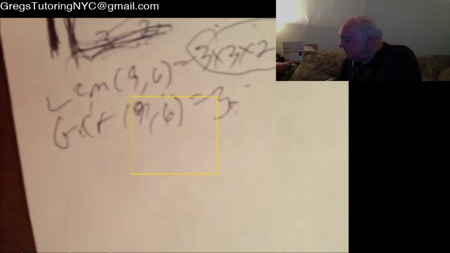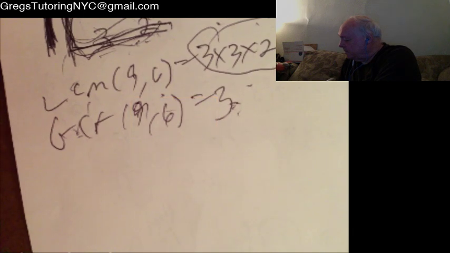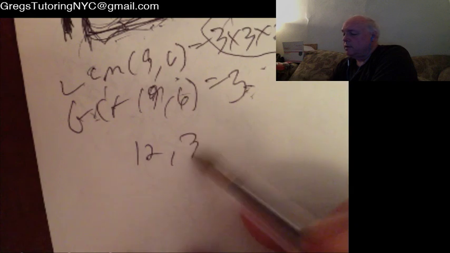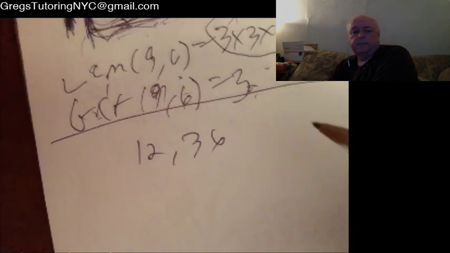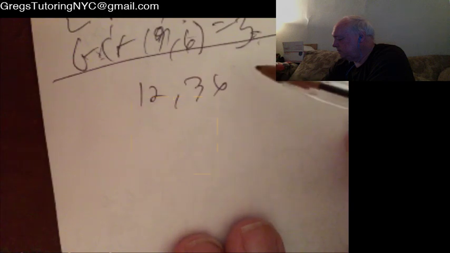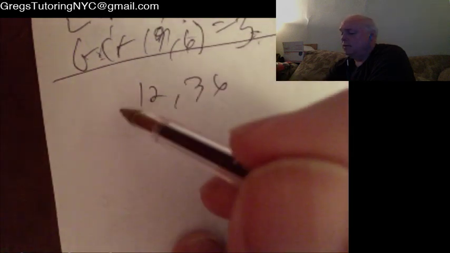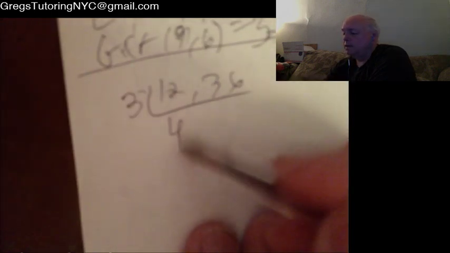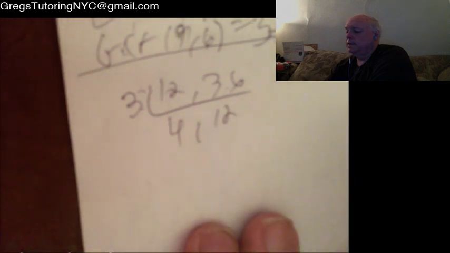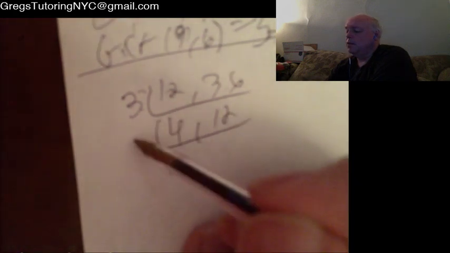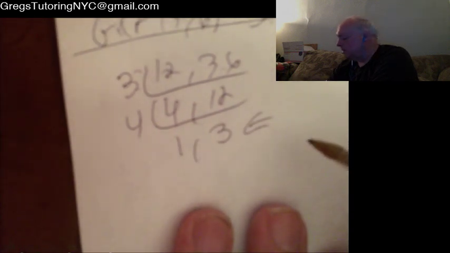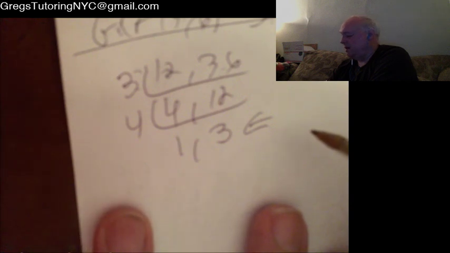Let's see where we're at here. So if I do 12 and 36, all right? I'm going to start with one of the factors. I'm going to start with 3. Okay, 3 into 12 goes 4 times. 3 into here goes 12 times. Okay, is there anything else I can do? Yeah, I can go in one more time by 4. I end up with 1 and 3. I'm only ending up with prime numbers, so I'm done.